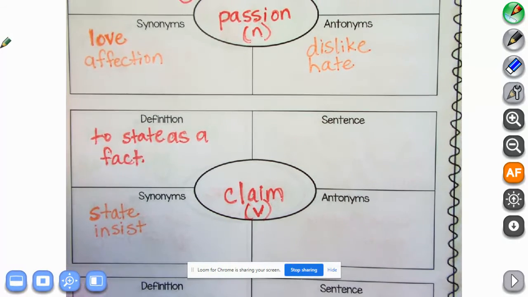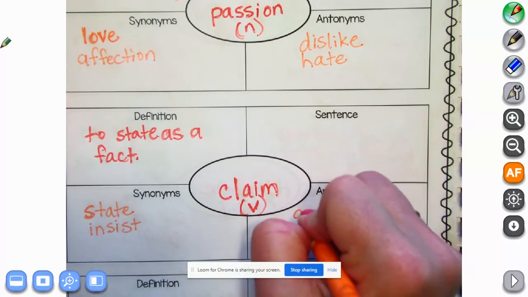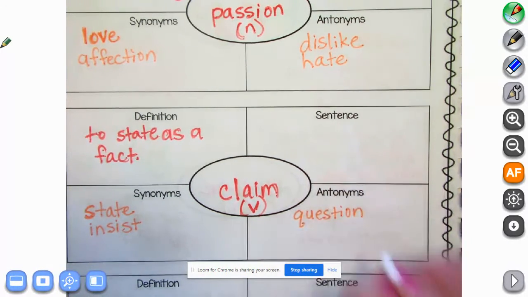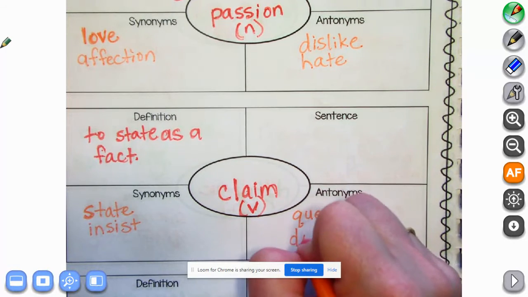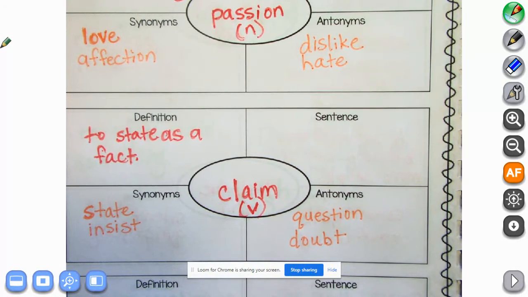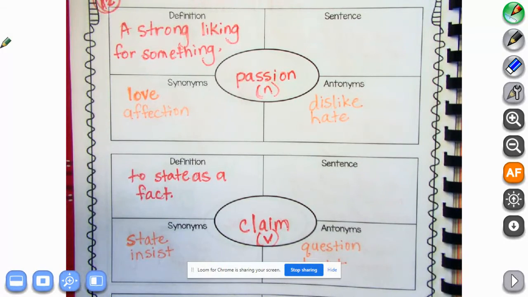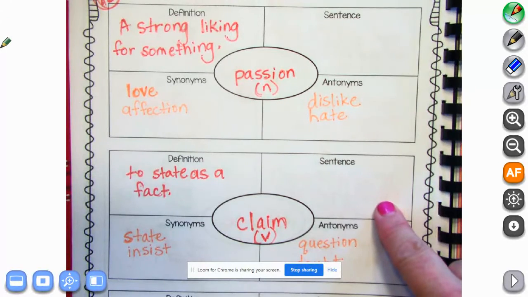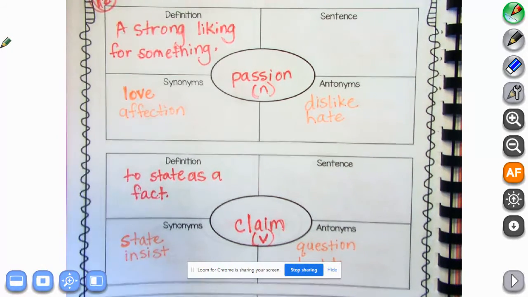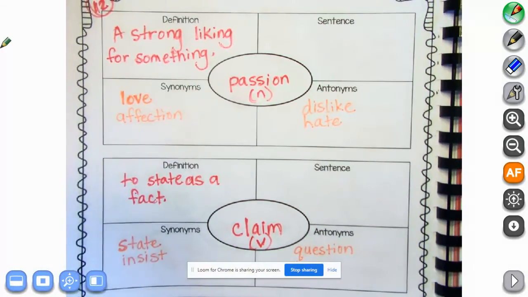And then antonym, what's the opposite? It would be a question. We're not saying it, we're asking it now. It's still a question. Or you might even have a little bit of doubt, like you're not sure. Okay? So if you are not sure about something, you might have doubt or a question. That means you are not saying it's a fact. You don't know, actually. All right, make sure you have everything written on this page in your book. All right, tomorrow we're going to add our sentences in. And then the next day we'll do our wow word and our picture dictionary, okay?